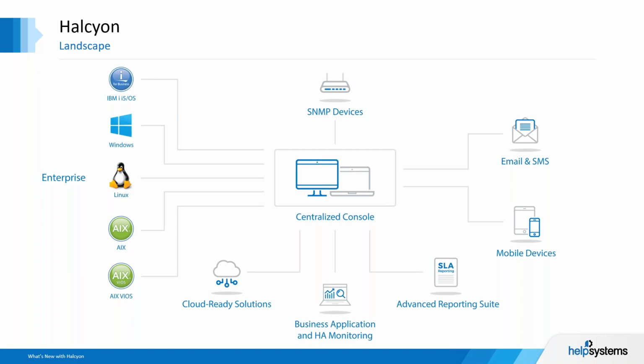What Halcyon does, it provides an automation and monitoring solution for Windows, Linux, AIX, VIOS, and IBM i, installed natively onto those systems. The reason for that is it means that all the workload is done on the system that you're monitoring and the automation as well. It's a very light workload, but it means you're not sending network traffic across, you don't need ports open, and so it's a very, very secure system as well.